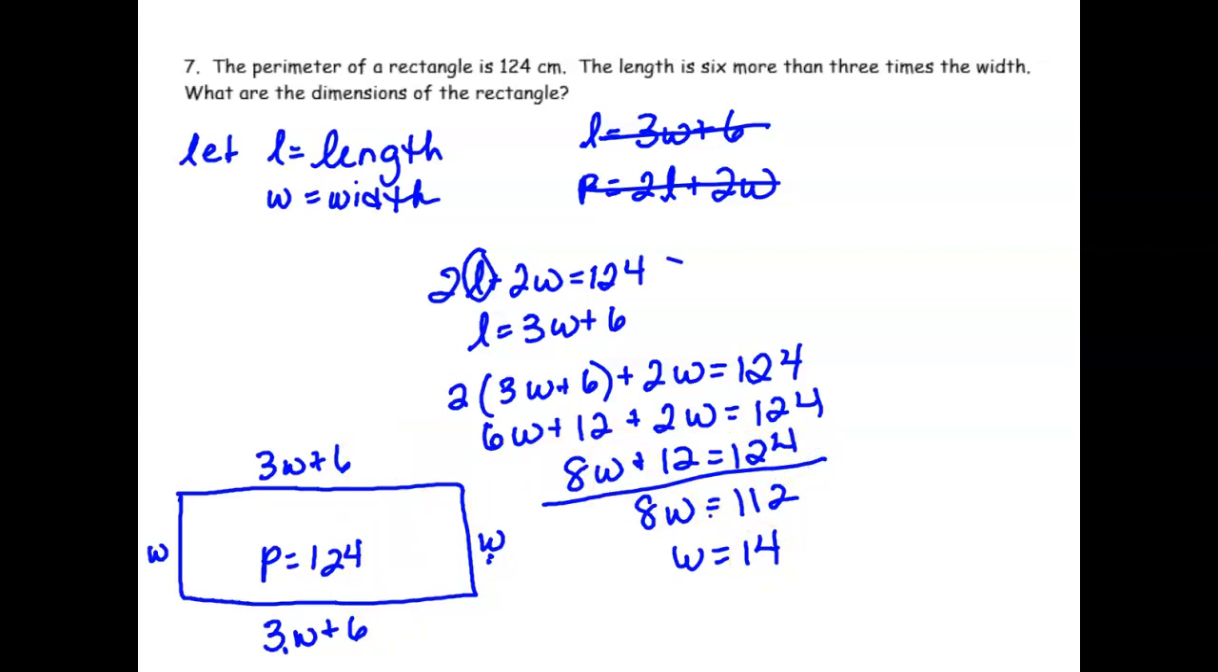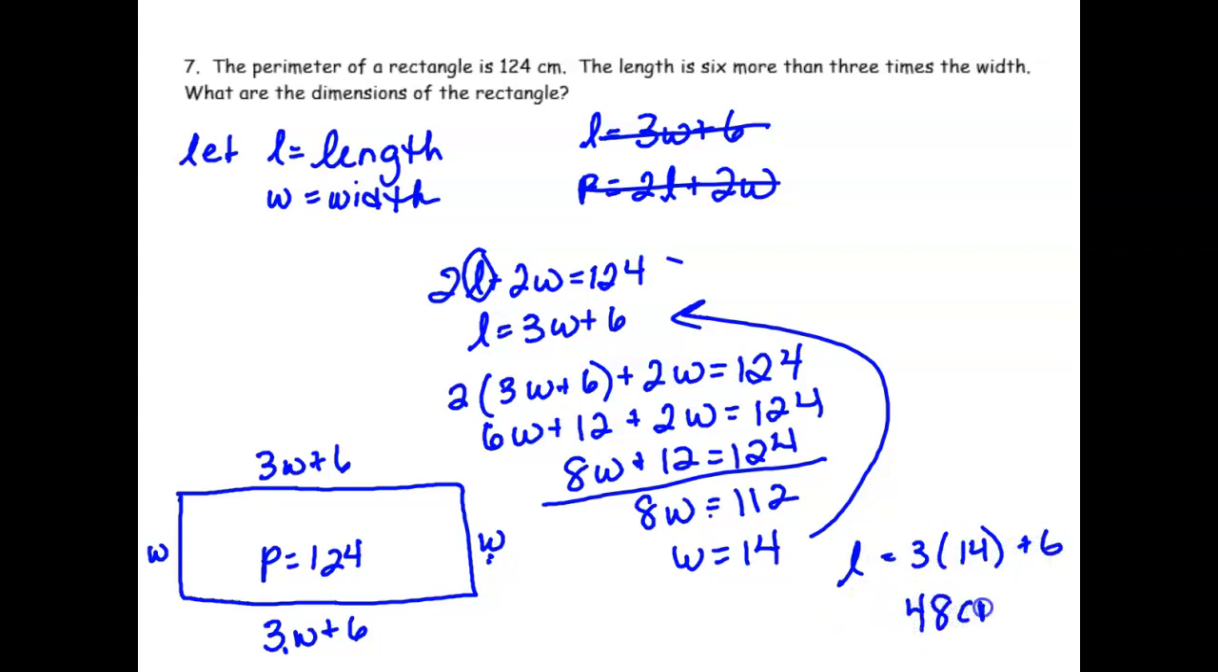Once we get the width, we plug it back in to get our length, and our length is going to be 3 times 14 plus 6, which would then end up being 48 centimeters. So length is 48 centimeters, and width is 14 centimeters. Okay, so go through the word problems, identify the two variables and the two equations, and then the review section.